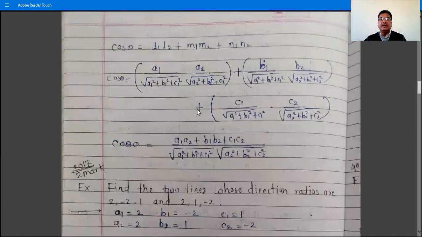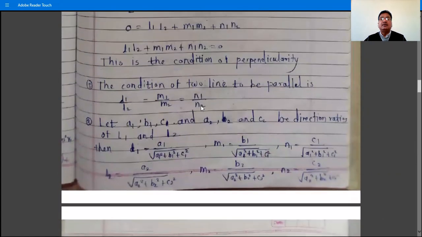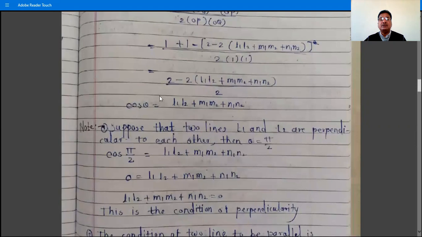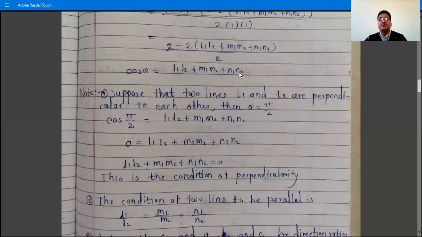There are two formulae to obtain the angle between two lines. The first is cos theta is equal to l1 l2 plus m1 m2 plus n1 n2, where l1 m1 n1 and l2 m2 n2 are the direction cosines of the two lines. By using this formula we can find the angle between two lines if we know the direction cosines of the two lines, that is, the values of l1 m1 n1 and l2 m2 n2.